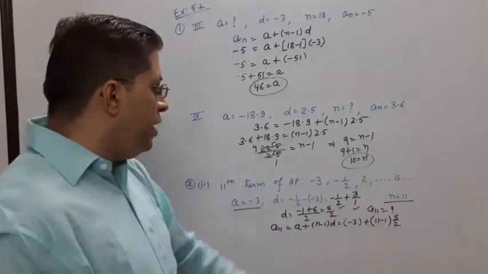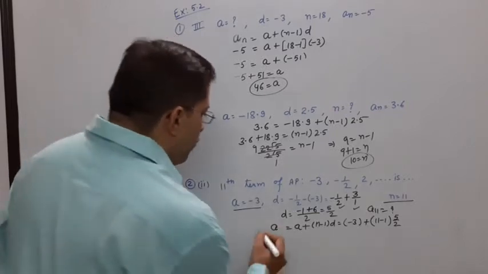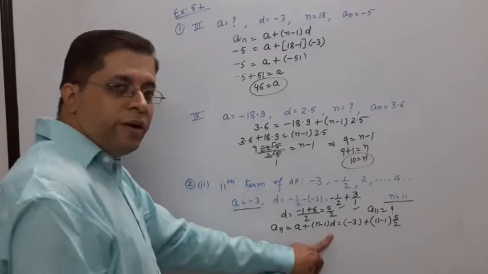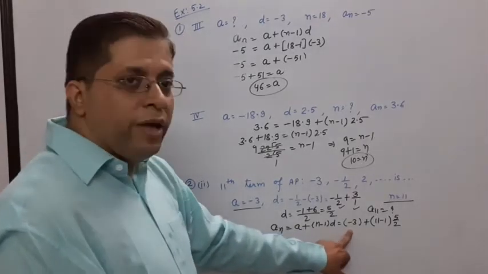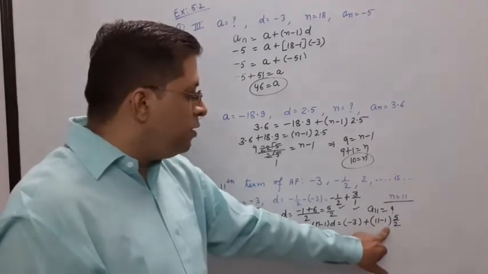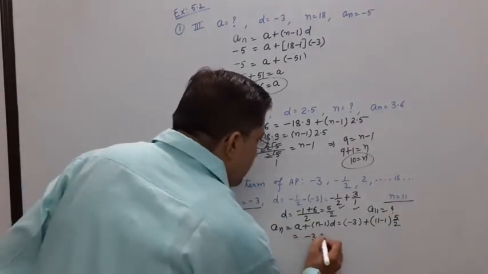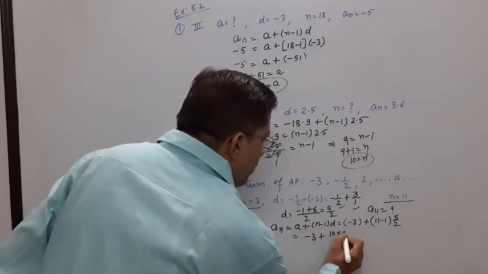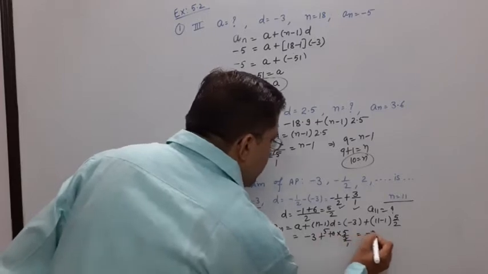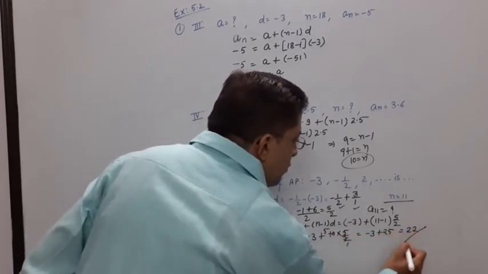You have to find A11. So first write the formula of An. An is equal to A plus (n minus 1)D. Okay. So A is minus 3 plus n is 11 minus 1 and D is 5 by 2. So what will come here? Minus 3 plus 10 into 5 by 2. 2 1s are 2, 2 5s are 10. Minus 3 plus 25. This is 22 is your answer.